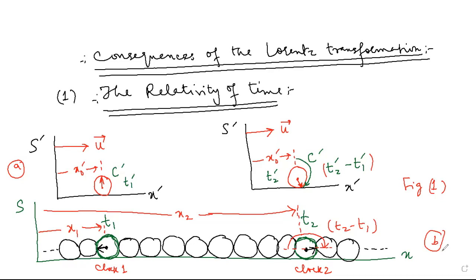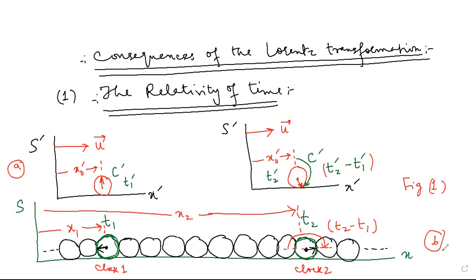T1 prime, X0 prime, U, X0 prime, T2 prime. This is T2 prime minus T1 prime. Then I have clock 1 and clock 2. And this is X1, X2, T2. Okay, our figure is complete. Let me now explain it.